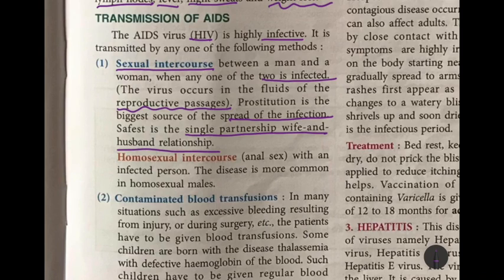Another is homosexual intercourse. Homosexual means within the same sex, especially anal sex in males with an infected person. So this disease is more common in homosexual males, not in lesbians, not in females.